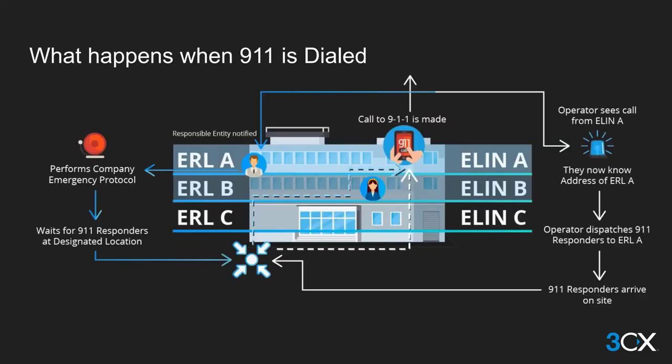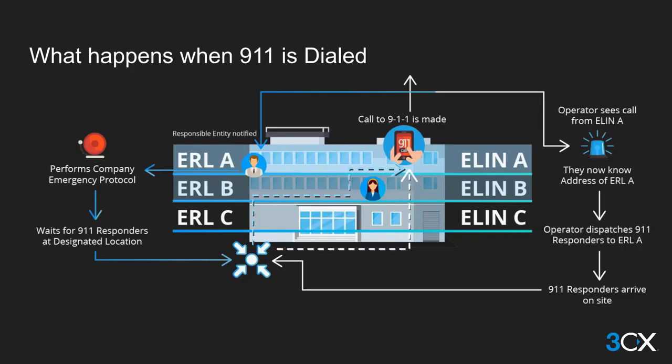Now to see the whole process in action. When someone within the organization or hotel guest, for example, dials 911, the call will go to the local 911 dispatch center. We can see on the diagram that the person calling 911 is on the third floor in this case, which comes under ERLA and LNA.